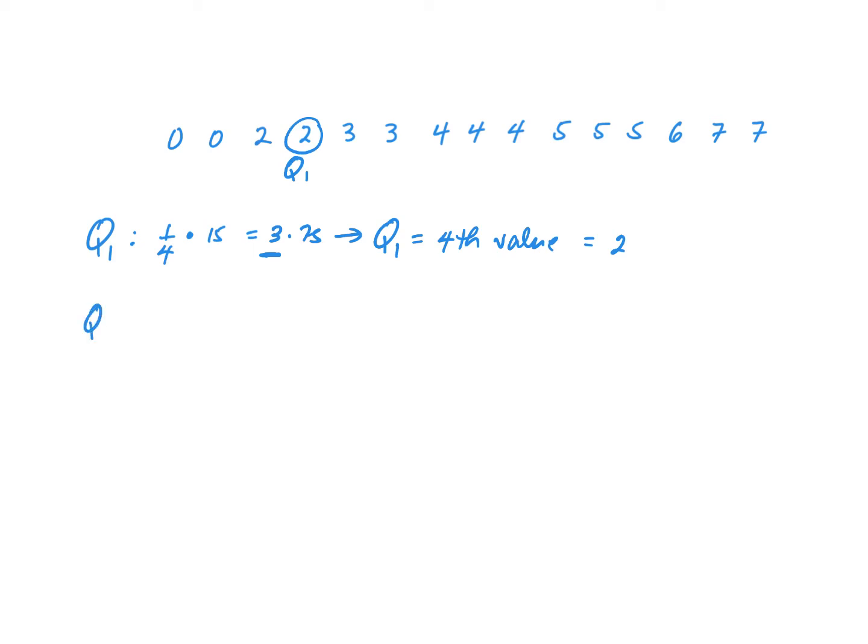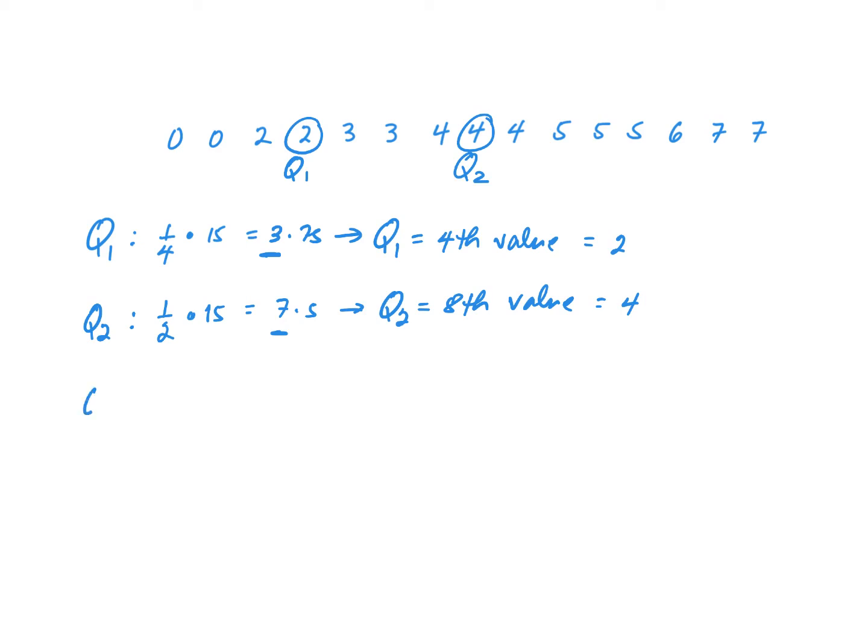So the second quartile is the second of the four divisions. So it's going to be 2/4 or 1/2 of 15, which is 7.5, which means that it is after the 7th term. So Q sub 2, after the 7th term, or the 7th value, is the 8th value. And in this case, it's 4, 5, 6, 7, 8. The second quartile is 4.